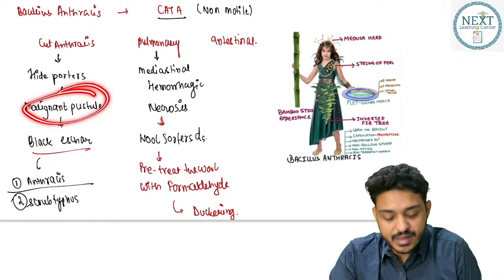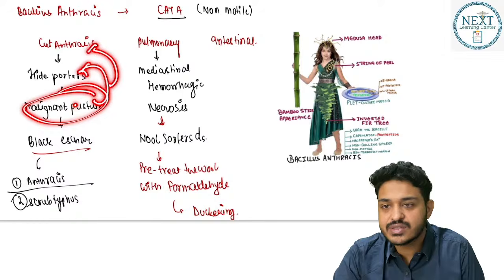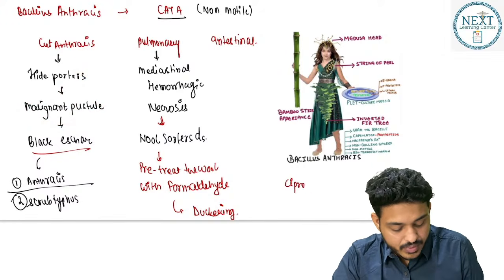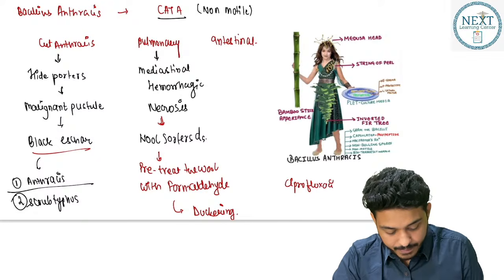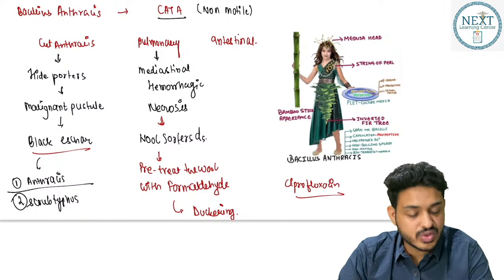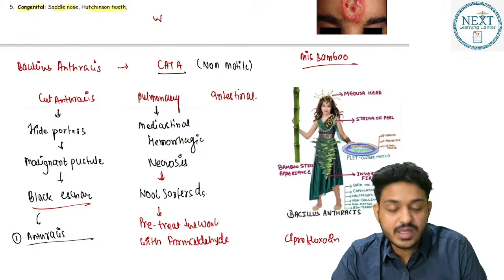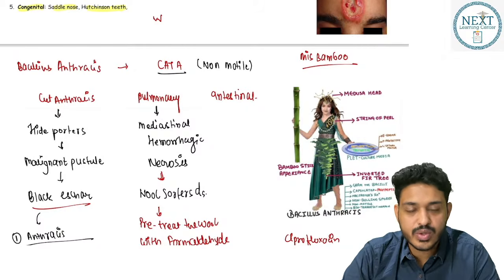What is this? Malignant pustule is seen in Hide-Porter's disease or cutaneous anthracis. What is the drug of choice you can use? You can use ciprofloxacin, right? What is the appearance you are going to get? That is also important. This is going to be your Miss Bamboo's appearance, right? So what is this Miss Bamboo appearance you are going to get in the anthracis?